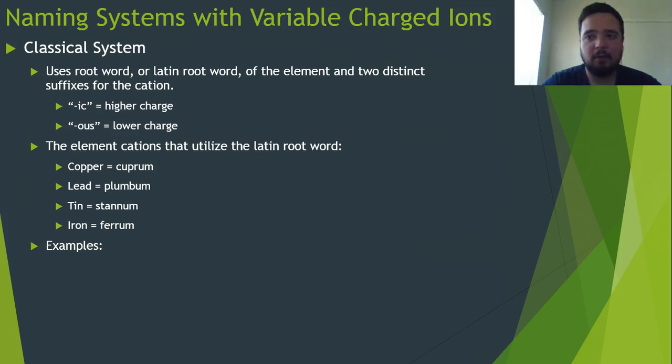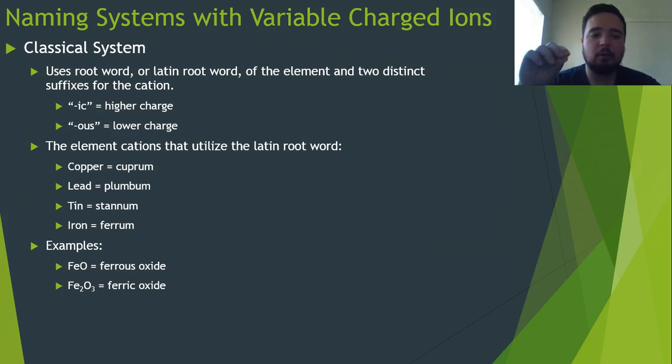So a couple examples of how this classical system is used. If I use the exact same formulas from the last slide, iron 2 oxide becomes ferrous oxide. And then the Fe2O3, the iron 3 oxide, since it has the higher charge, becomes ferric oxide. So it still follows the same thing. You just have to change the Latin root words to fit either the "ic" suffix or the "ous" suffix, and then it's just the name of the anion after.